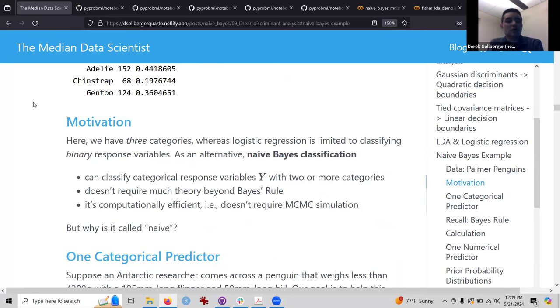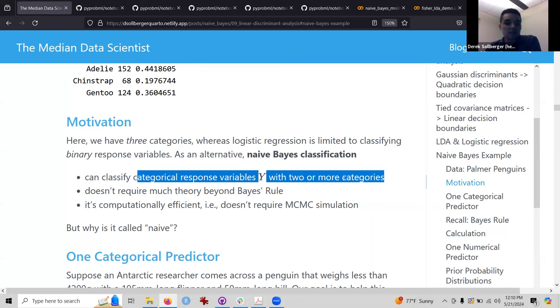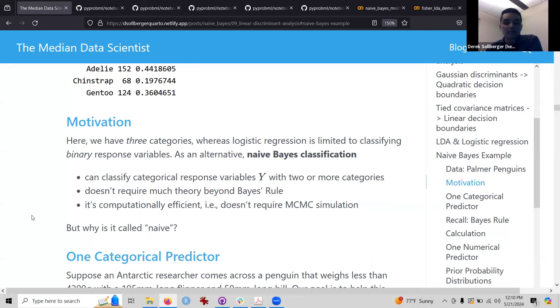Compared to studies you've probably done previously with logistic regression, part of our motivation is that we have three categories, that is more than two, whereas logistic regression at first is a binary classifier for two categories. So for the next few minutes, we're going to look at naive-Bayes classification as an alternative. Classifying more categories does not require much mathematics beyond Bayes' rule, which we'll see here, and is computationally efficient for reasons that we'll get into. Compared to other so-called Bayesian methods, this one does not require Markov chain Monte Carlo simulations. And of course, the elephant in the room, we will address why it's called naive.